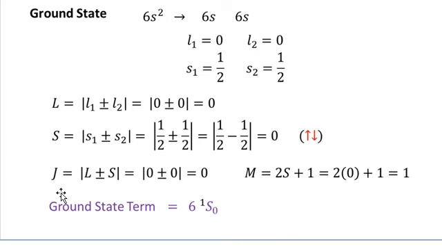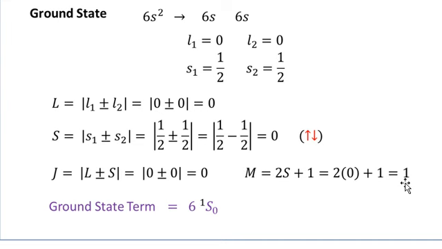Now the total angular momentum J of the atom is given by mod of capital L plus minus capital S. And you know that I have the value of capital L equal to 0 and capital S equal to 0, and then J is equal to 0. And the multiplicity is given by 2 times capital S plus 1. Since capital S is equal to 0, the multiplicity becomes equal to 1.